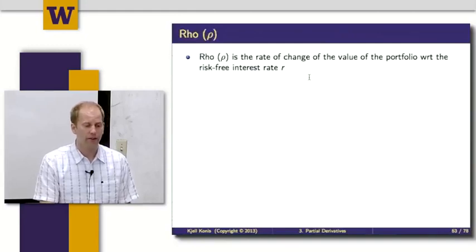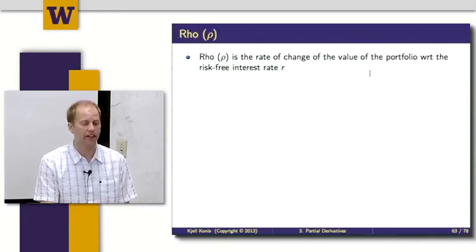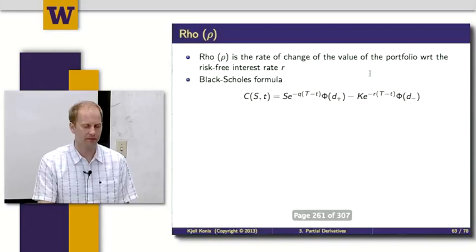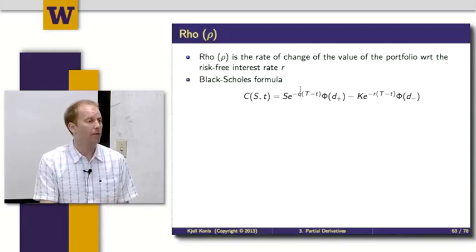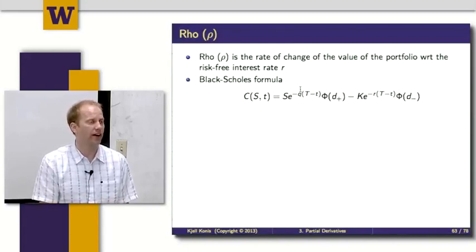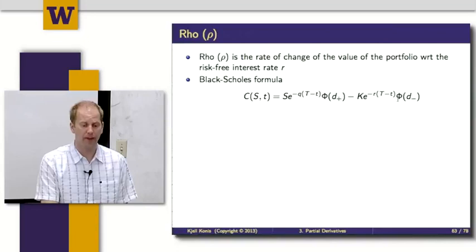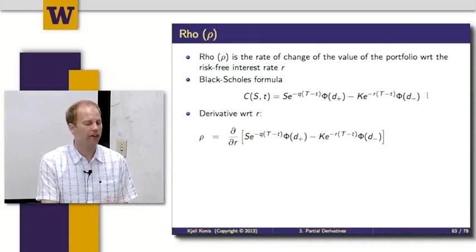So Rho is the rate of change of the value of a portfolio with respect to the risk-free interest rate, R. And so again, our portfolio that we're considering for right now just has a single asset in it, which is a call option. So this will be the pricing formula for my portfolio. And I want to take the derivative of that with respect to R, the partial derivative with respect to the risk-free interest rate.